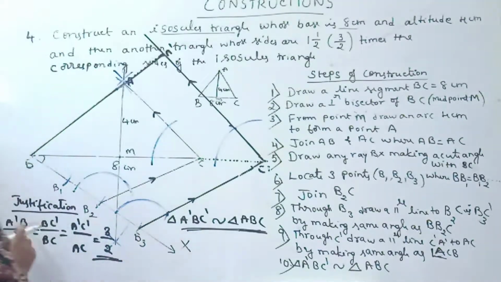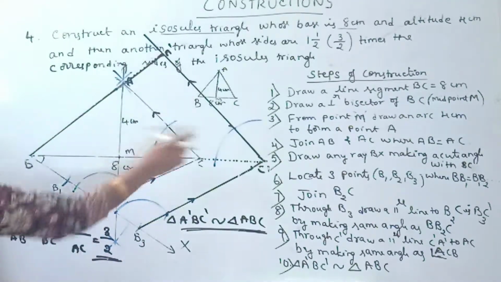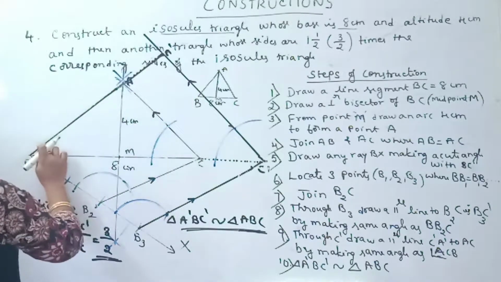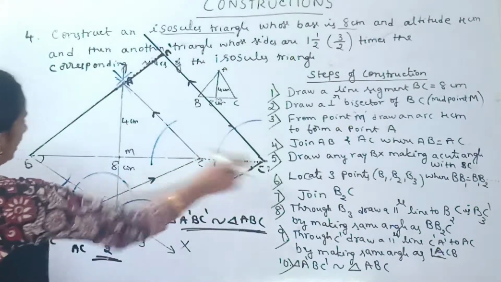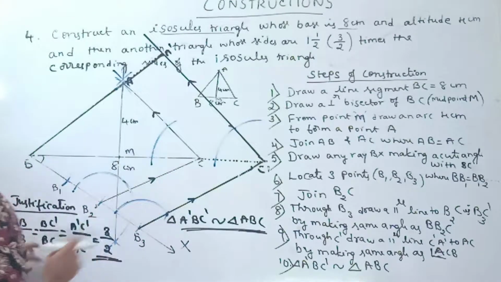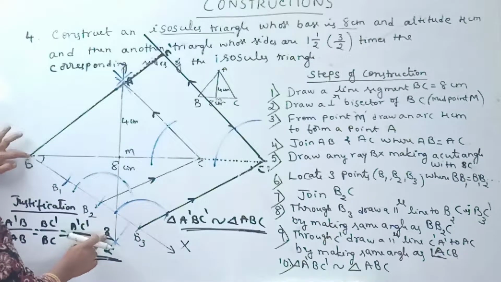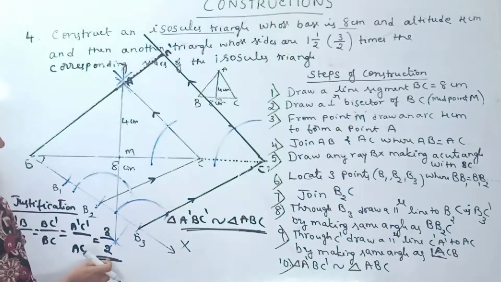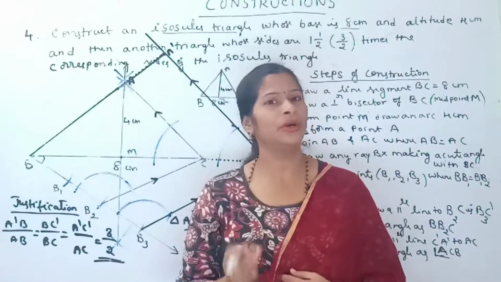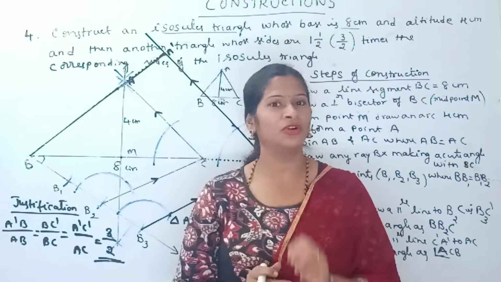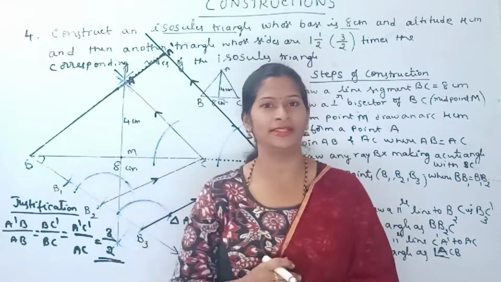So you can write A dash B by AB equal to BC dash by BC equal to BB3 by BB2, equal to how much? 3. So BB2 equal to how much? 2. In question number 2, I have explained how to write the steps for justification. Please watch the video using the link provided in the description.